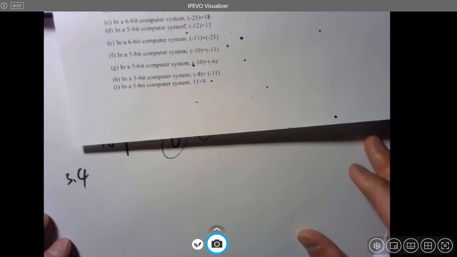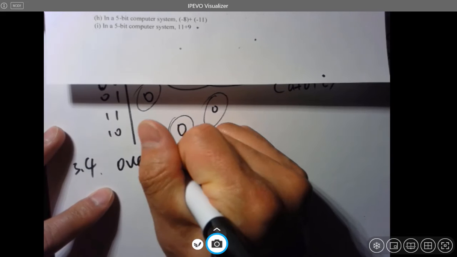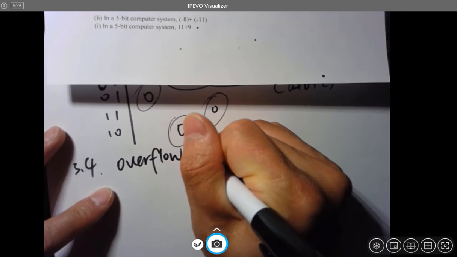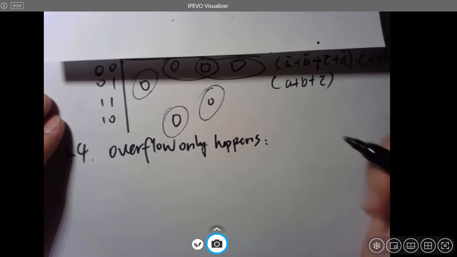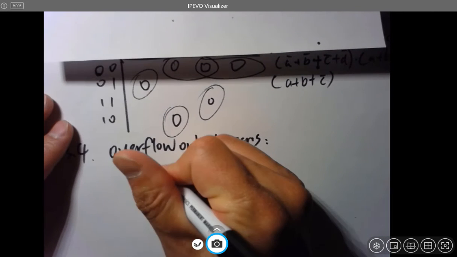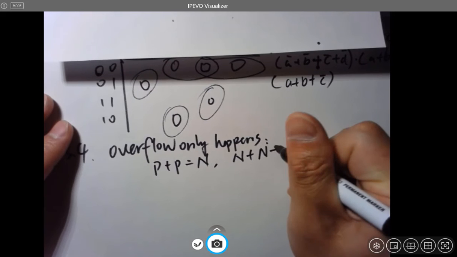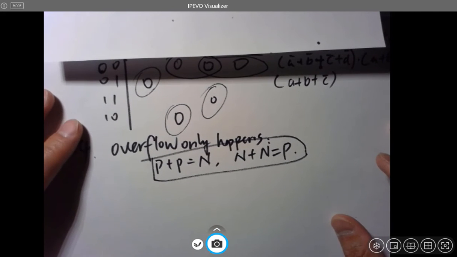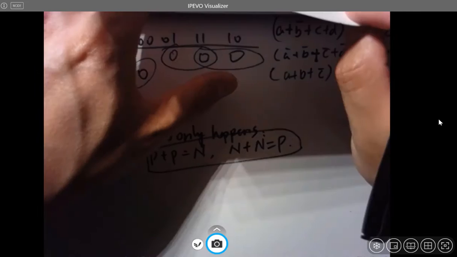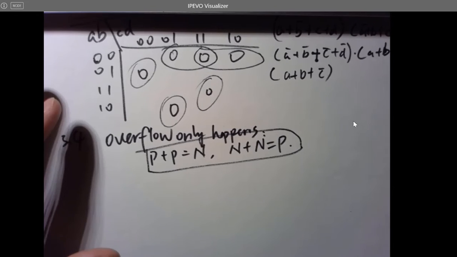Remember the sum of rules, okay? Overflow only happens in these two situations, right? P plus P got an N, or N plus N, you got a P. Only these two. And you want to ask why, right? So if you see overflow occurs, then what?